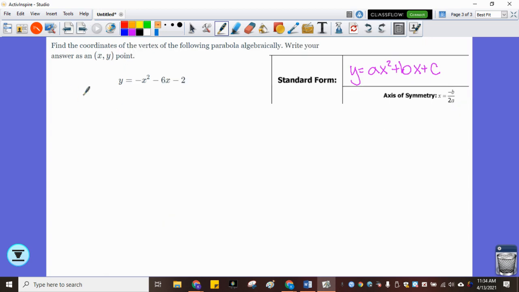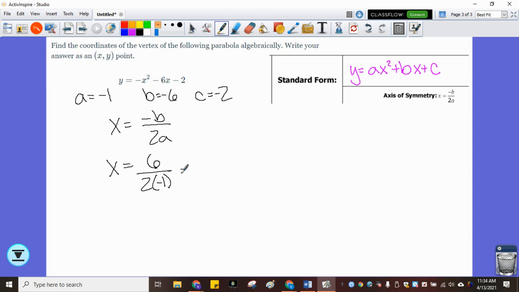Let's do one that has a little bit more numbers. A is the number in front of x squared. B is the number in front of x. C is the constant by itself. X equals, I'm plugging in a negative 6 to a negative b, so it's going to make it a positive 6. Put that in a calculator. 6 divided by negative 2 is negative 3. So that's the x of your vertex, negative 3, and you have to solve for the y.